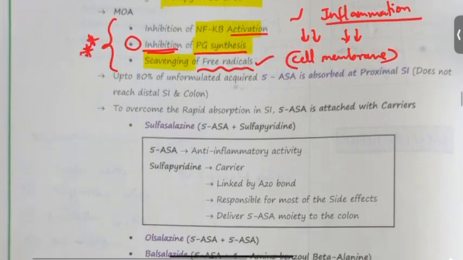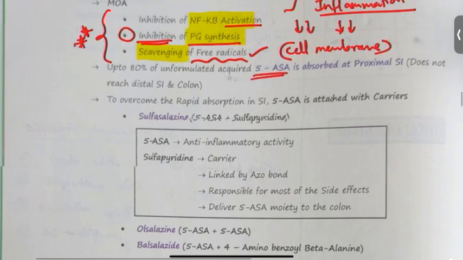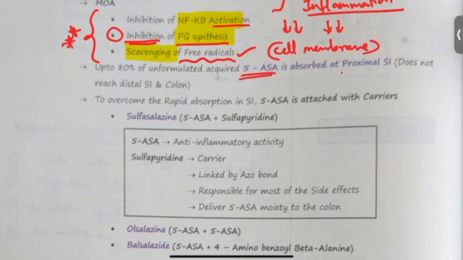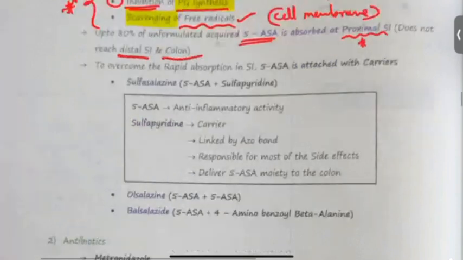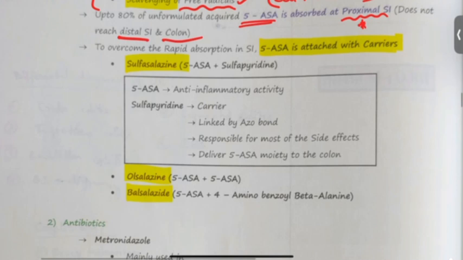Okay, up to 80% of unformulated 5-ASA, whichever we use unformulated, is usually absorbed in the proximal small intestine, that is the duodenum or jejunum. This will not reach the distal small intestine or colon. So over the years we have modified this drug in such a way that it will reach the distal small intestine and colon. How can we do that? By adding carriers: these 5-ASA agents are attached to carriers like sulfasalazine, olsalazine or balsalazide.